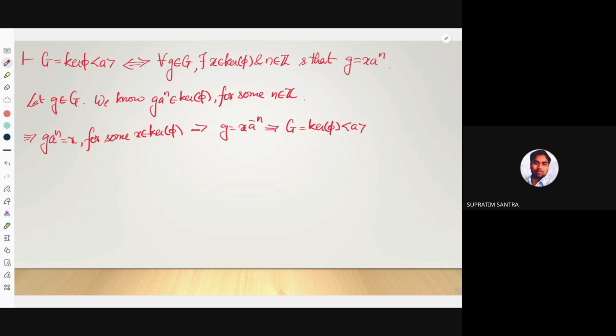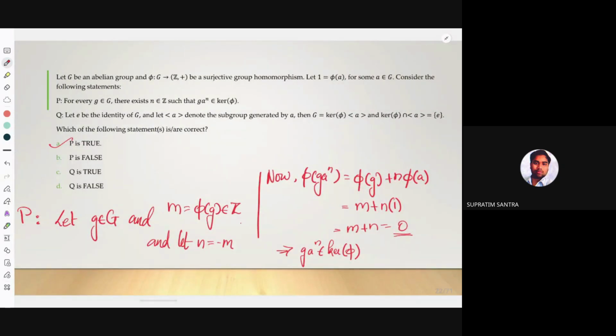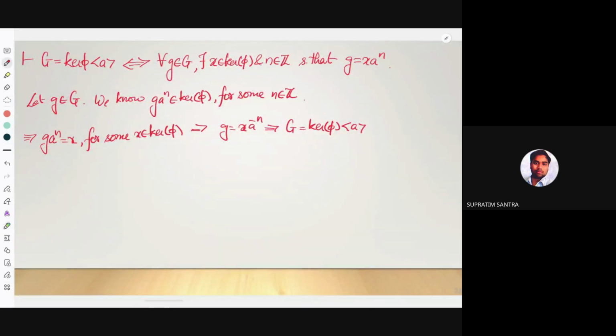Right? So in fact, P is helping us prove Q. Like the statement P is helping us prove the statement Q. But the statement Q is not done yet. We have one more part to prove, which is this thing: kernel of phi intersection A is trivial. So let's try to show that.